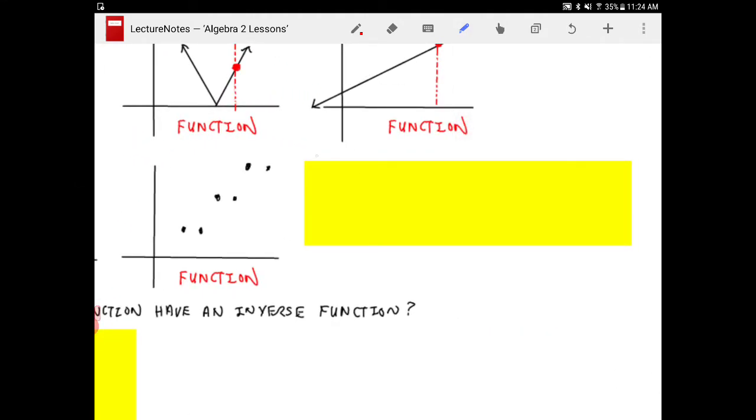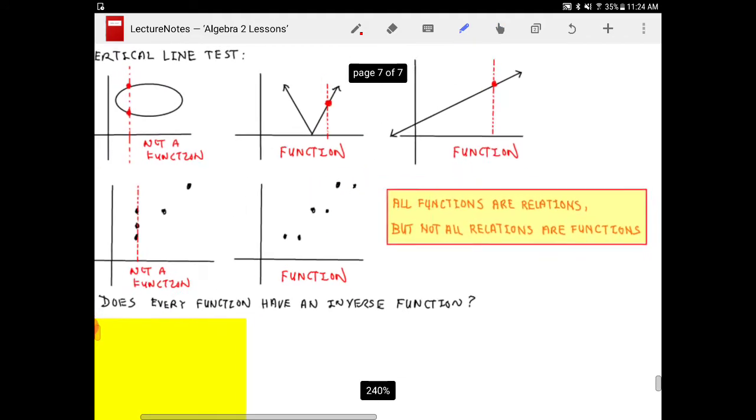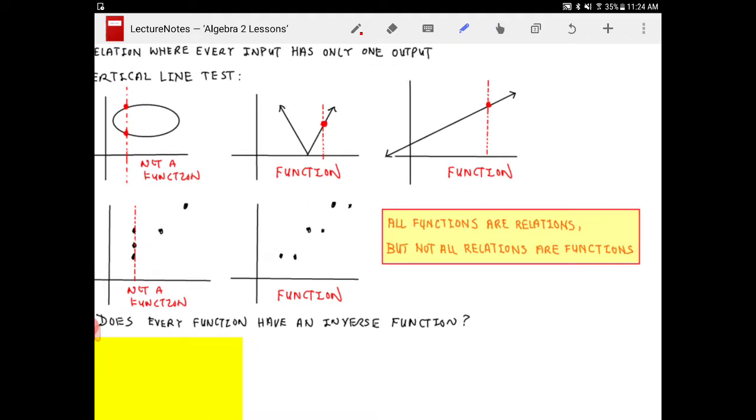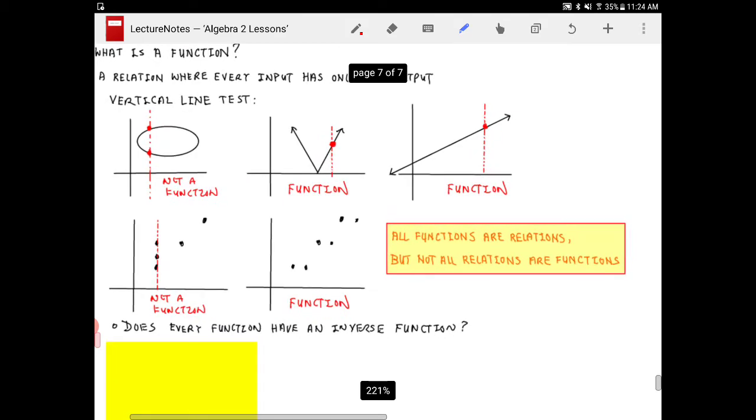What about the next one? Well, actually, the next one is not. It's a summary. So, as it turns out, all functions are relations. However, not all relations are functions.